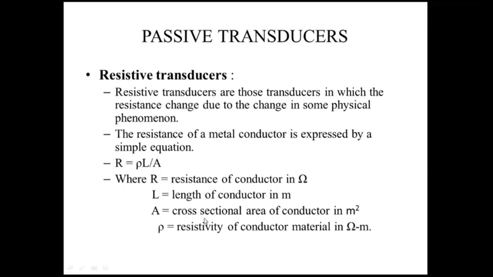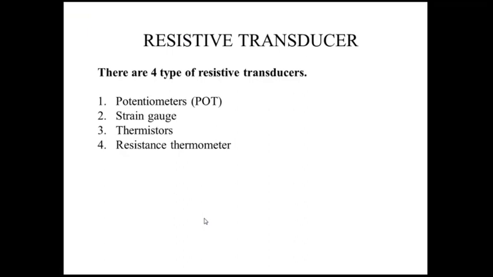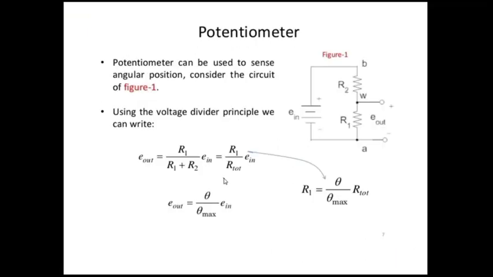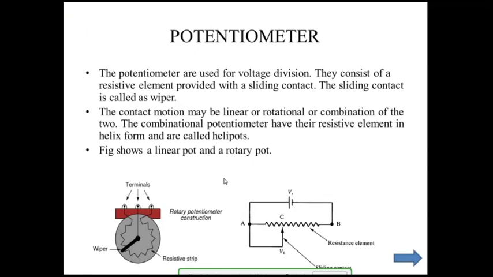So in resistive transducers, there are four important types. One is the potentiometer, the second is the strain gauge, then the thermistor and the resistive thermometer. So let us discuss the potentiometer. The potentiometer, as you already know, is a variable resistance. Here this arrow mark indicates the wiper, which is used to change the resistance value. If the resistance value is changed, the voltage value is also changed, because V is equal to I into R.